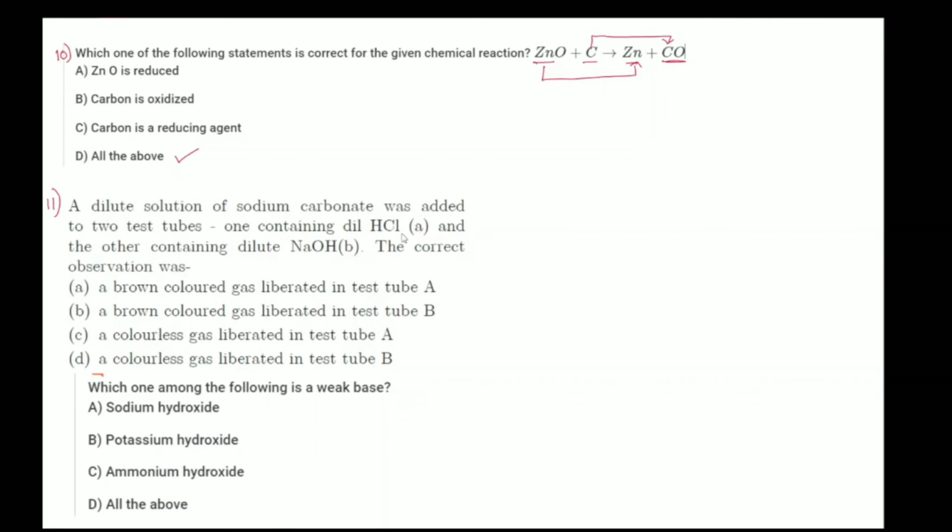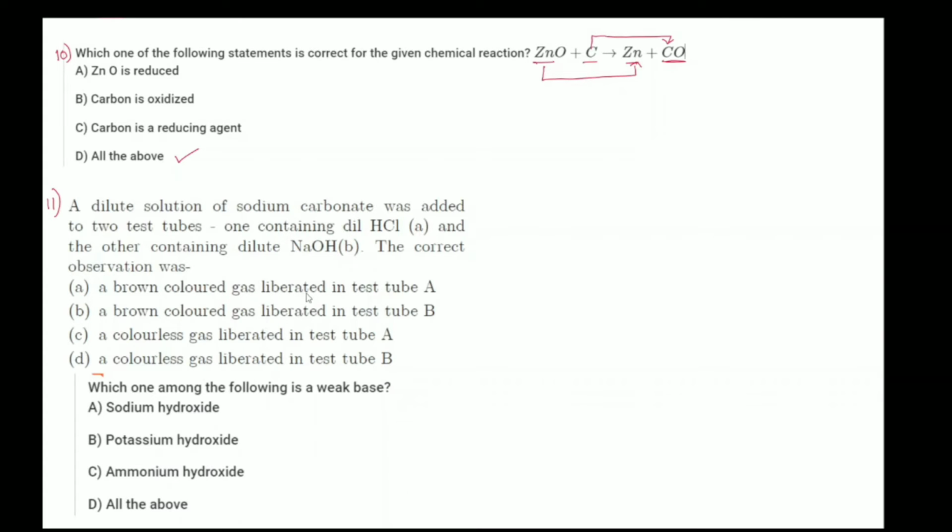One is containing HCl, other one is containing NaOH. The correct observation was, let me read the question again. Dilute solution of sodium carbonate was added to two test tubes, one containing dilute HCl, other containing dilute NaOH. What will be the correct observation?